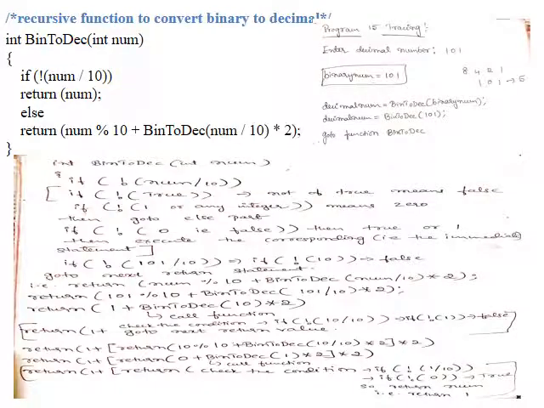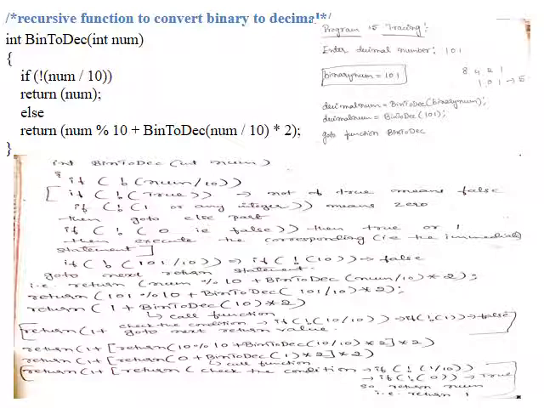Binary to decimal of int num. For this function we are passing the value 101. Now the binary number is equal to 101. Now check the condition: if not of num divided by 10, then return num.